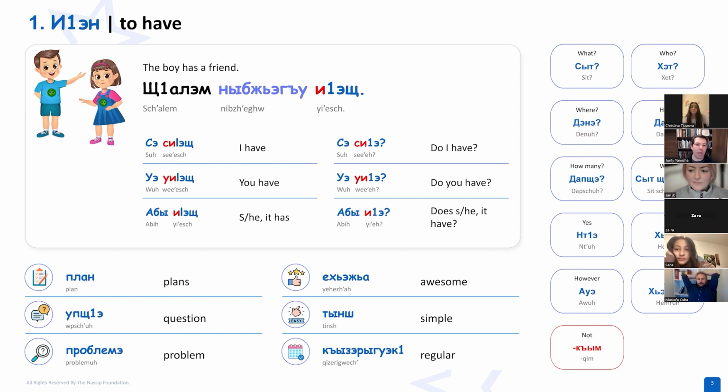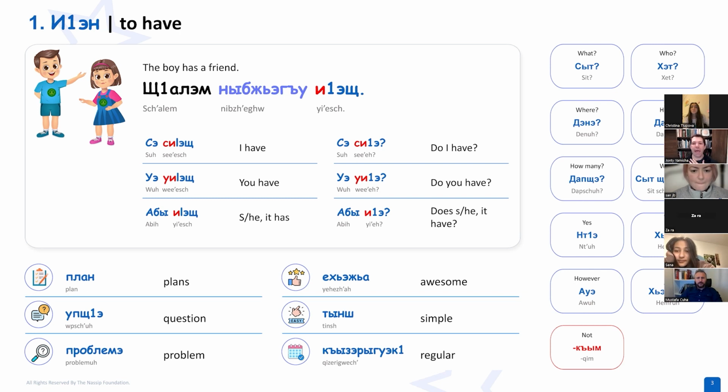Today we're going through a story around the verb to have. Yen. And here's the story. It's very simple. The boy has a friend. Salem nibzoch yes. And for those of you who cannot read Circassian, here is the transliteration below. We know that the boy has a friend.